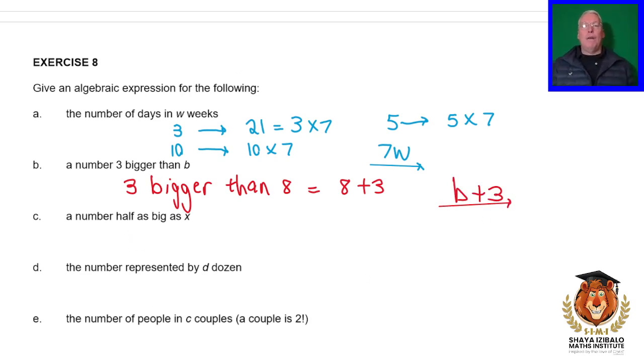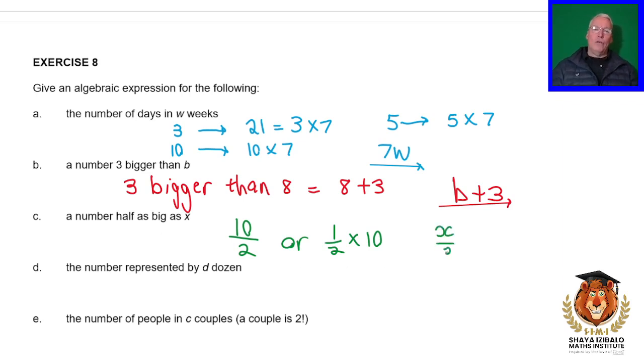A number half as big as X. How do we halve a number? Well, let's say a number half as big as 10. We could either take our 10 and divide by 2, or we could write a half times 10. Now, the number's not 10, it's X. So, X over 2, or a half times X. Okay, let's just move that X just ever so slightly closer so it doesn't fall off the edge of the page.